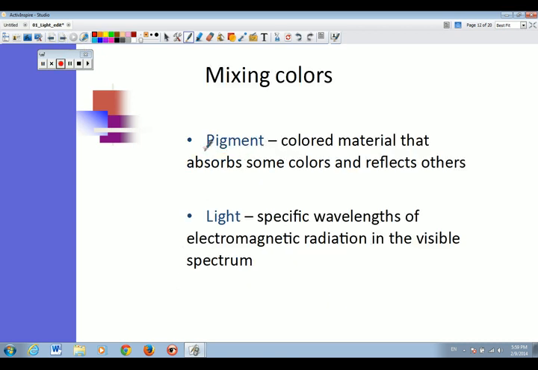Now, when we get to pigments, pigments act a little bit differently. Pigments are colored materials that absorb some colors and reflect others. You see a pair of blue jeans because you see blue. The other colors are absorbed. Does that make sense? My tablecloth was red. You see the red, but the other colors are absorbed.